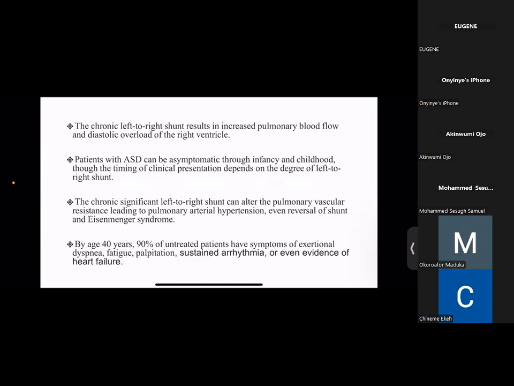With chronic left to right shunts, there is increased blood flow to the pulmonaries, and this eventually leads to pulmonary hypertension. Chronic significant left to right shunts alter pulmonary vascular resistance, leading to pulmonary arterial hypertension. And when there's increased pulmonary arterial hypertension, there is more pressure on the right side than the left side, and this causes reversal of the shunt and leads to Eisenmenger syndrome. By 40 years, 90% of patients who have untreated ASD will present with symptoms of heart failure.